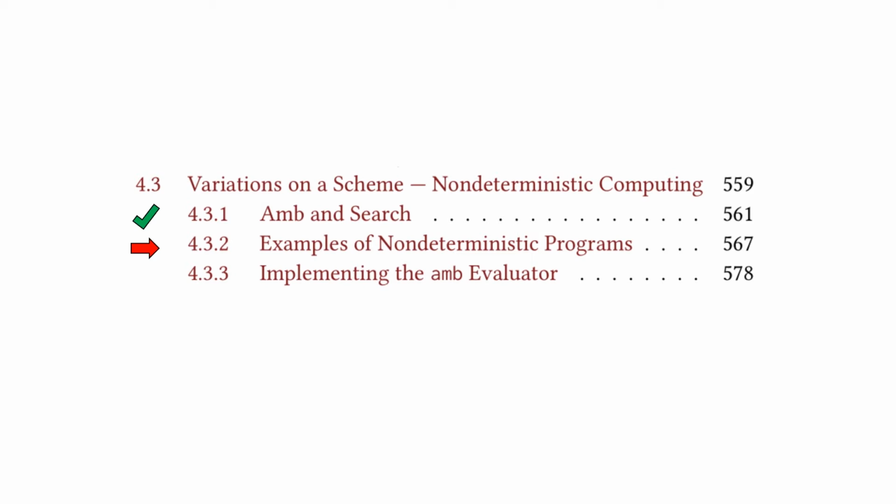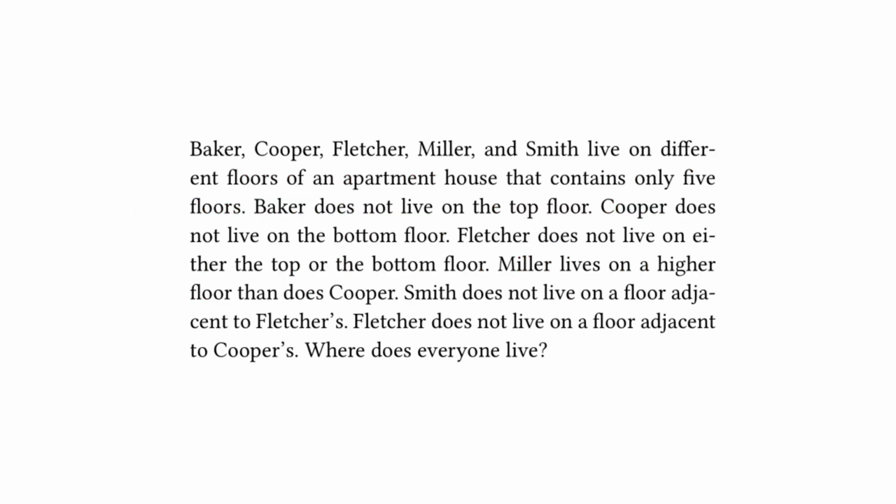This was my favorite subsection of the chapter, as it introduces a number of fun problems to solve that can really take advantage of this non-deterministic sort of programming model. So the first one we're going to look at, it's stated in the text, so this isn't an exercise, and it states the following. Baker, Cooper, Fletcher, Miller, and Smith live on different floors of an apartment house that contains only 5 floors. And then the problem goes on to state a number of conditions that we can use to solve which floor each of the individuals live on.